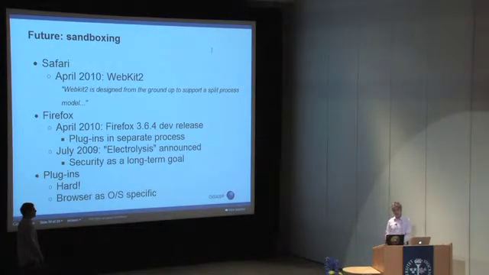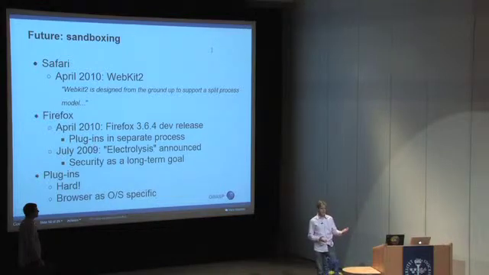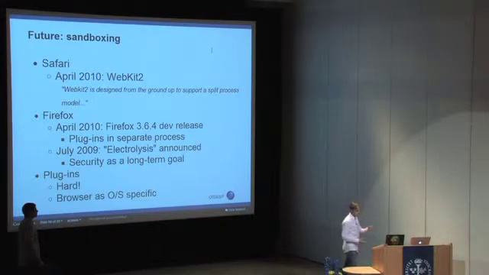So Safari. In April 2010, Apple announced a project called WebKit 2. And that's not a rewrite of WebKit from the ground up or anything. It's actually, I'll quote, designed from the ground up to support a split process model. So it's like a modification of WebKit to introduce the ability to split out processes. And Apple haven't said exactly what they're going to do with this, but if you were a betting man, you would bet that this was a precursor towards getting sandboxing in the browser, combined with a new Mac OS X technology called the Seatbelt Sandbox.